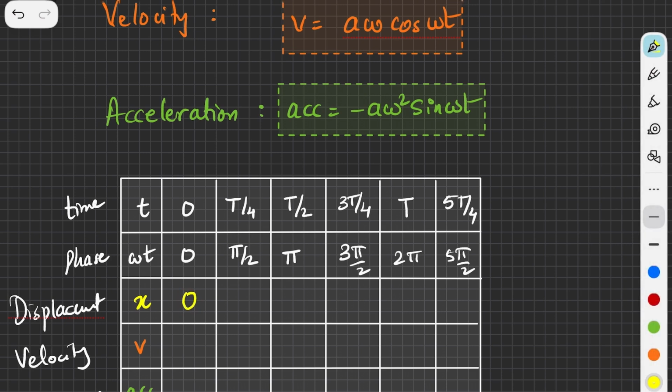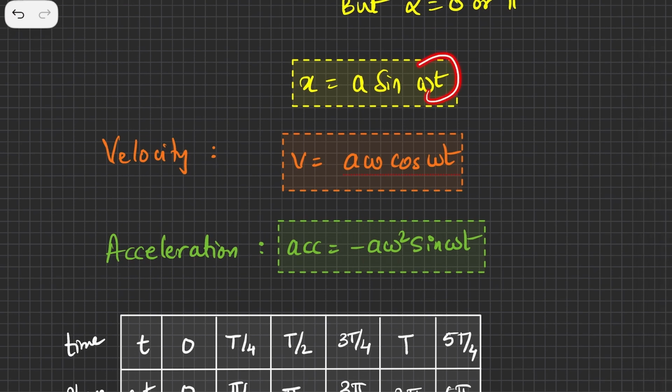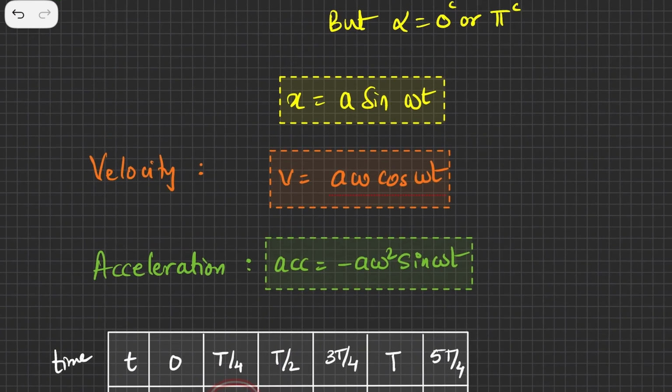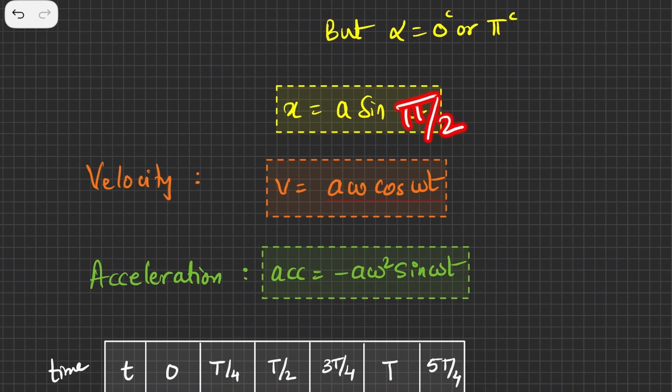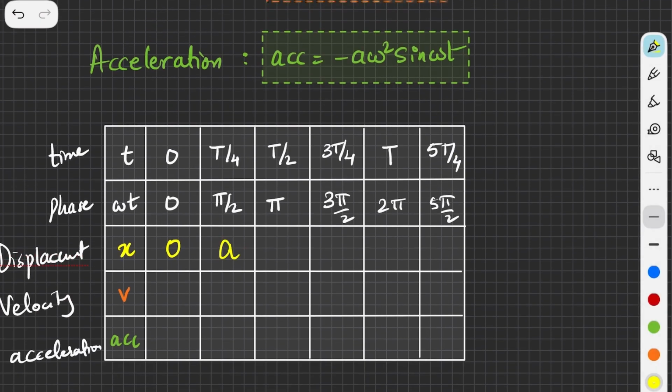So I get a 0 over here. Then the next value of omega t is pi by 2. If I put pi by 2 over here, I get sine pi by 2. Sine pi by 2 is sine 90, and sine 90 is equal to 1. So this value is 1. 1 into a is a. So my displacement value is a over here. I'll write with a pen, this is a.